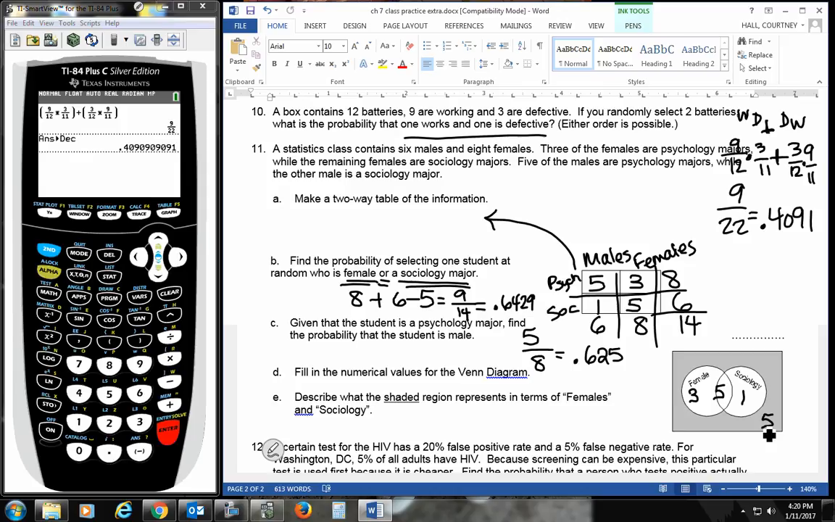Part E says, describe what the shaded region represents in terms of females and sociology. A lot of us would want to say, oh, that's the 5 males that take psychology. And we're correct, but it says you have to do it in terms of females and sociology. So the gray shaded region are the statistics students who are not female and are not taking sociology. I'm not going to write the whole sentence out for you, but that's what you would say. They're not females and they're not taking sociology. That's what the gray represents.